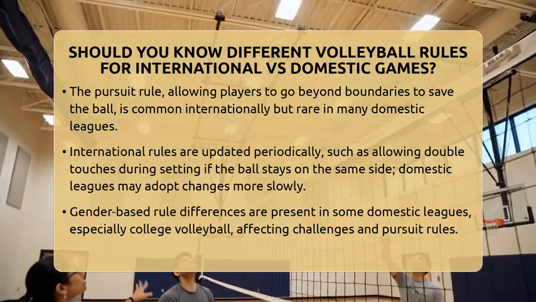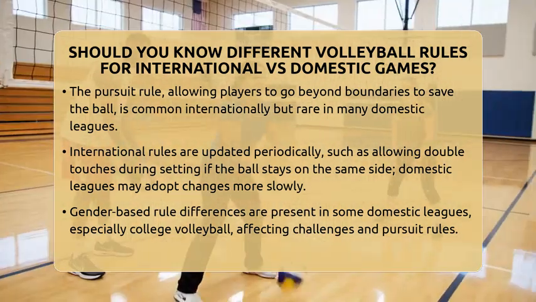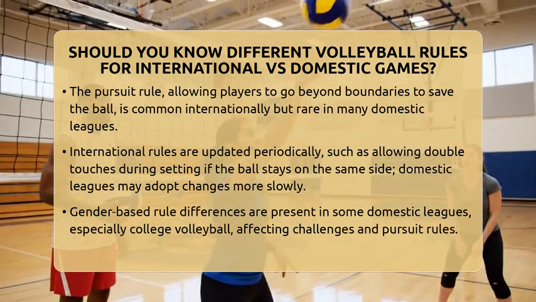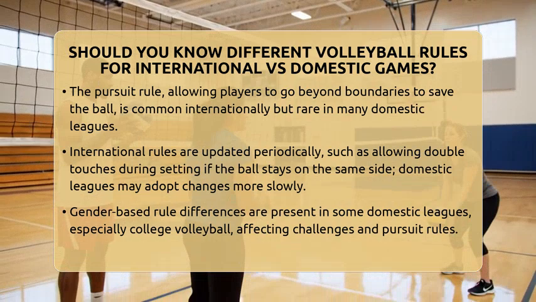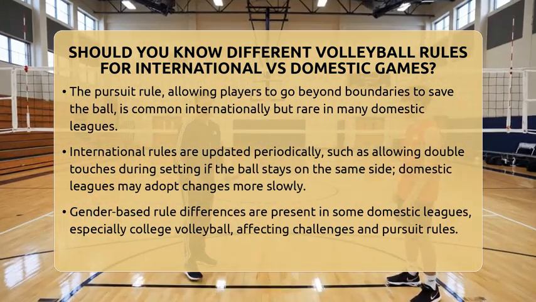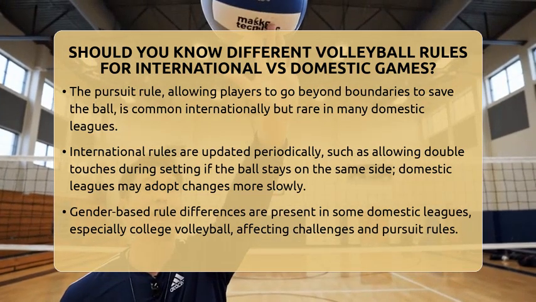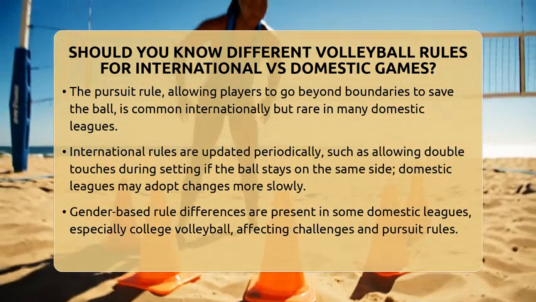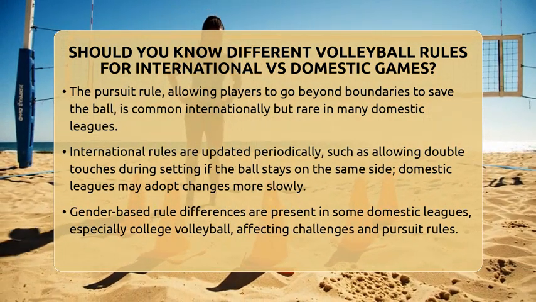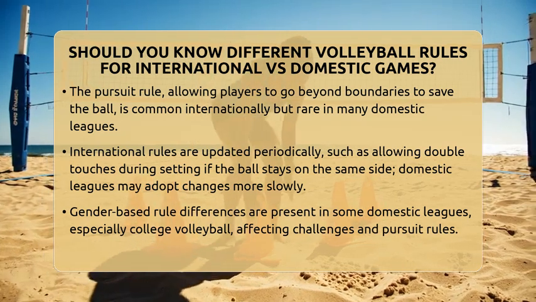The pursuit rule, which allows players to go beyond the net or court boundaries to save the ball, is more common in international volleyball. Many domestic leagues, like those in the United States, rarely use this rule. International rules are also updated periodically. For example, they now allow double touches during setting if the ball stays on the same side. Domestic leagues might take longer to adopt these changes.